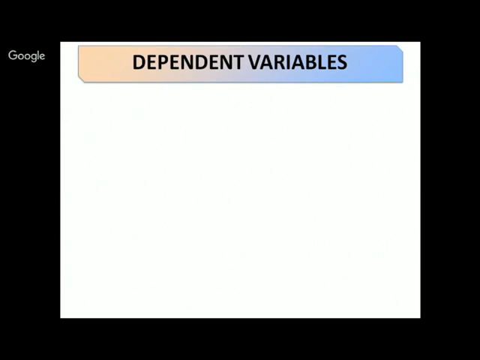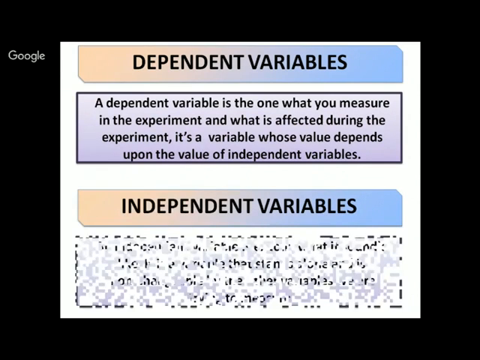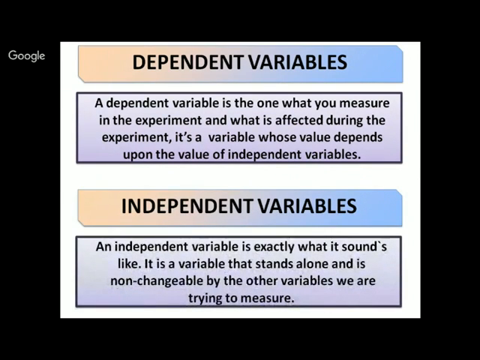Now coming to the variable parts, there are 3 types of variables: dependent, independent, and extraneous. A dependent variable is the one you measure in an experiment, which is affected during the experiment, which we are trying to find actually. It is a variable whose value depends upon independent variables. Whereas an independent variable, as the name suggests, is a variable that stands alone and is not changed by other variables. We have full choice of selecting the independent variables we want in a study.